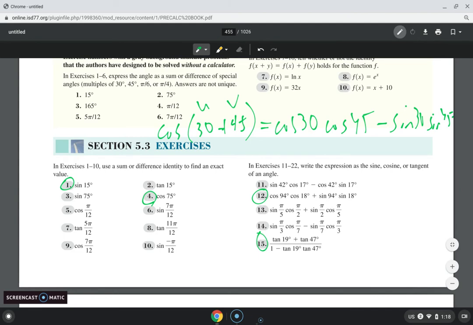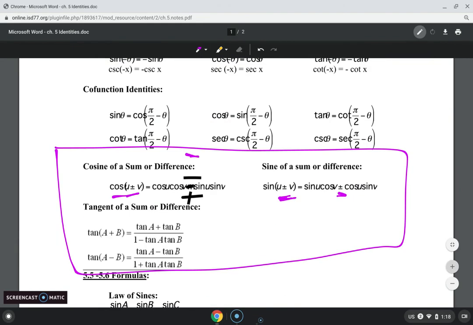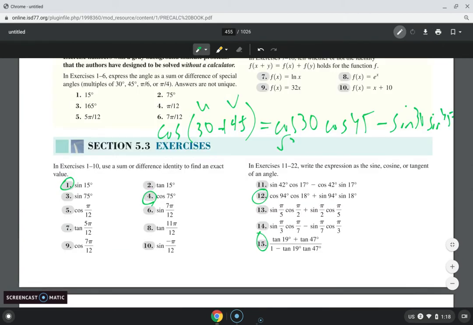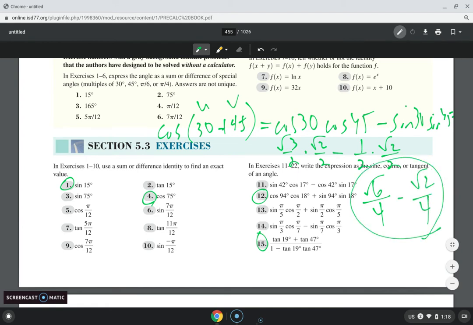So the cosine of 30, we go back to our unit circle. Cosine of 30, the x value at 30 would be root 3 over 2. Cosine of 45 is root 2 over 2, minus the sine of 30 is 1/2, and the sine of 45 is root 2 over 2. If it's inside, I can multiply, so root 6 over 4 minus root 2 over 4. So the answer to number 4 would be root 6 over 4 minus root 2 over 4. And that's how you can leave your answers.